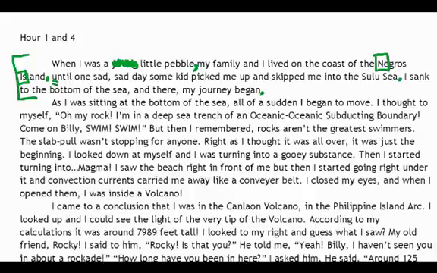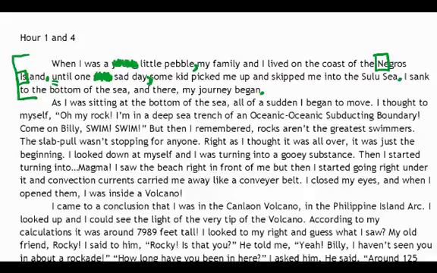Okay, second sentence. Until one sad, sad day, some kid picked me up and skipped me into the Sulu Sea. All right, again, writer, I think you've had a little overkill on the sad, so we're going to cross one out because one sad gets the point across. Until one sad day, some kid picked me up and skipped me into the Sulu Sea. Did everyone hear the pause in the first part? It comes right after the words sad day. All right, the sentence is good.